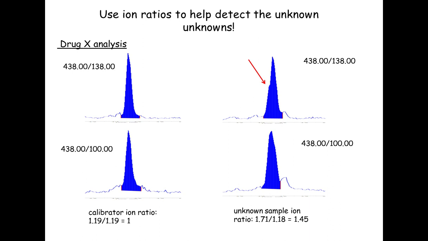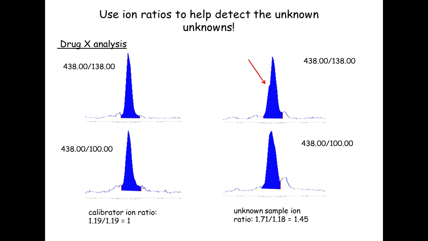If we take that ratio of the peak area of the first transition divided by the second transition, we get an ion ratio of 1. If we look here on the right-hand side with an unknown sample, you have again the same transition, the 438 to 138 at the top and the 438 to 100 at the bottom. And if you look at the ion ratio for this sample, it's 1.45.